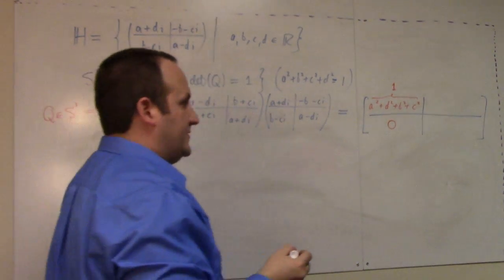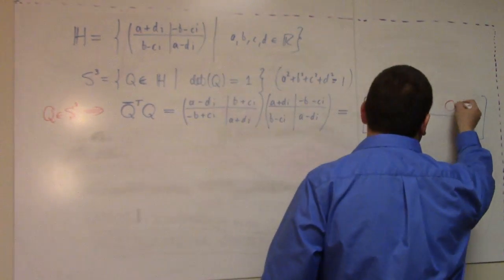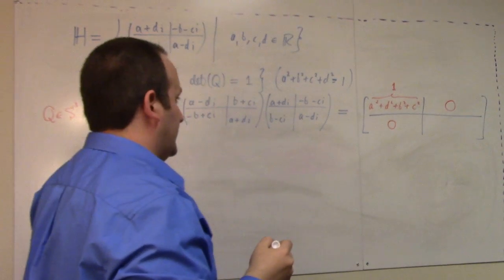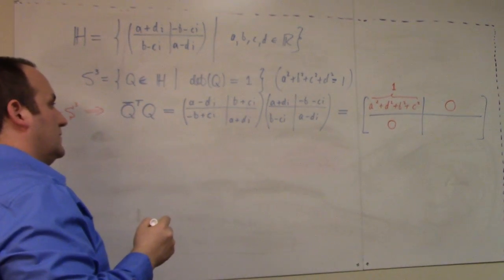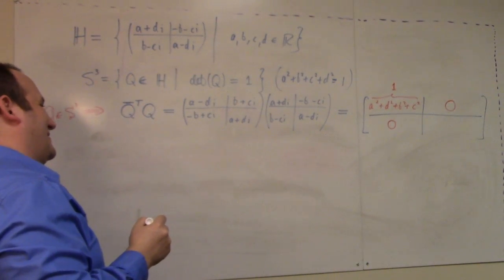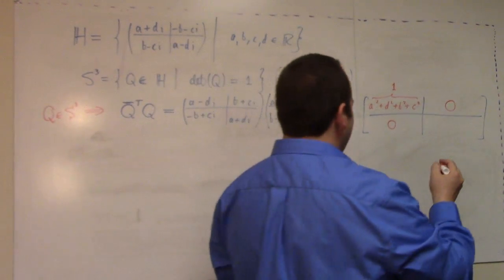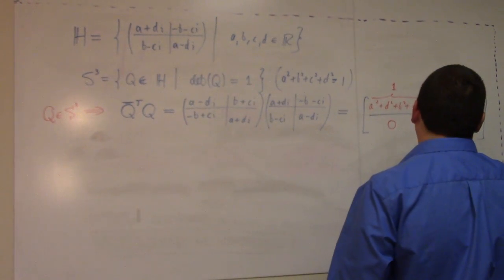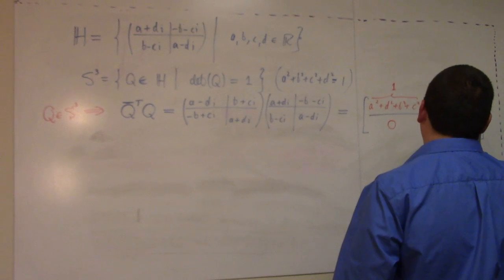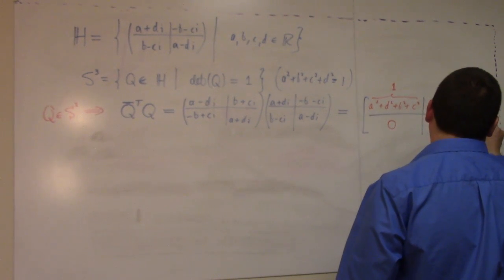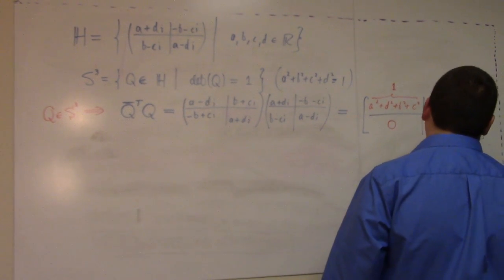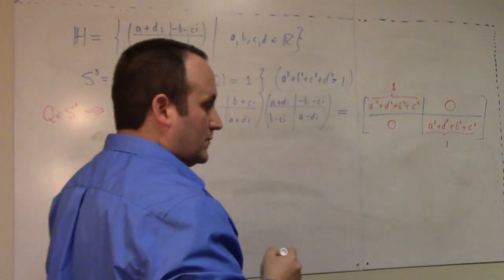The same thing happens up here when you multiply it out. And you care to guess what the 2-2 component is? It's gotta be 1. So this is also A squared plus B squared plus C squared plus D squared. It's 1 again. Cool.